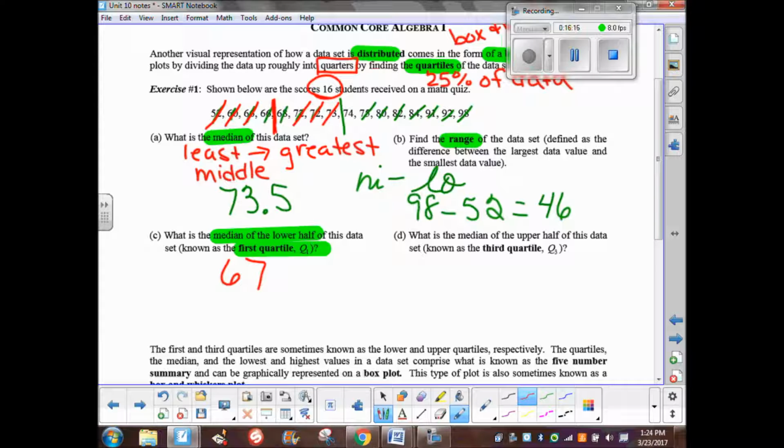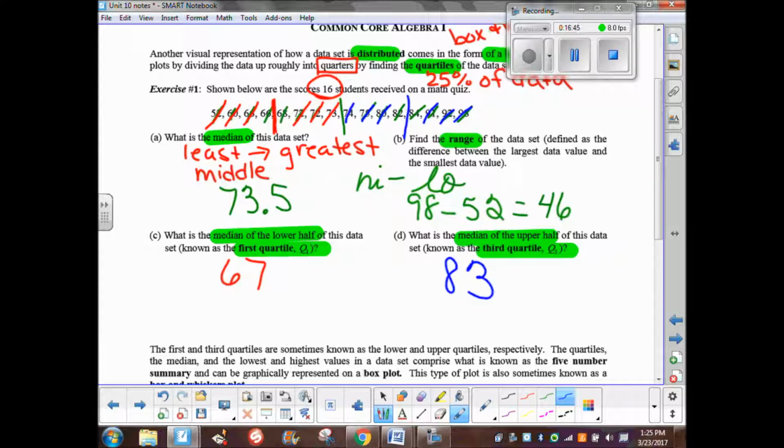Now, what is the median of the upper half, known as the third quartile, or Q3, or upper quartile? Do the same thing. Ignore the median and cross off your high and your low pairs. We're left with two numbers. So what's the middle? 83.